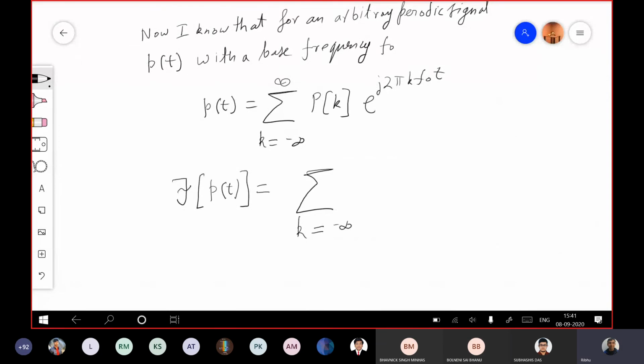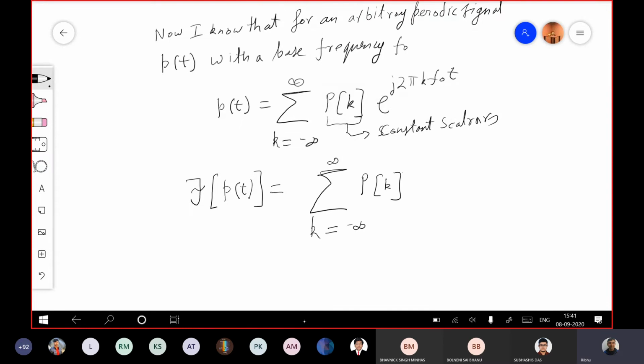So k goes from minus infinity to infinity, p k. These p k's are constants. These are constant scalars, right? So these remain unaffected by the Fourier transform operation.